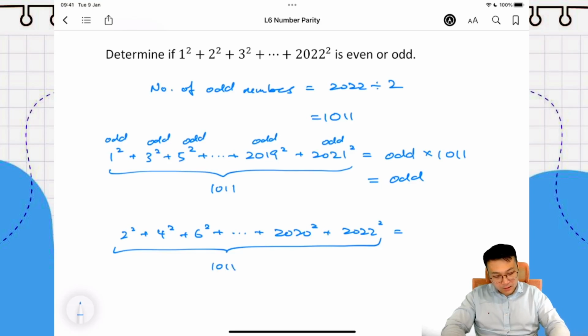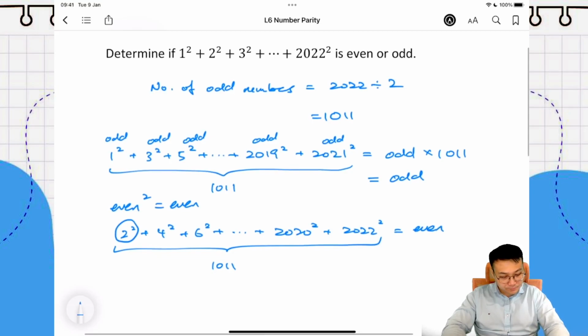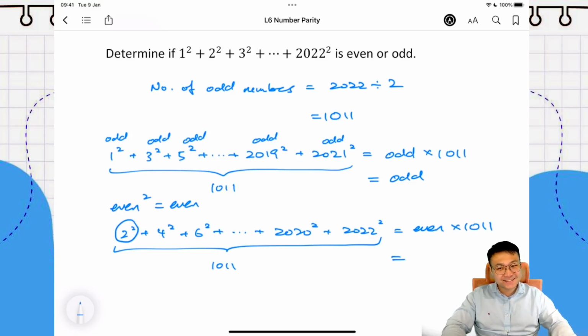1011. And for every even number, if you square it, will you get odd or even? Even. So do you agree that every single one of these numbers here are even? Yes. How many times are you adding together the even numbers? 1011. What outcome will you get? Even.